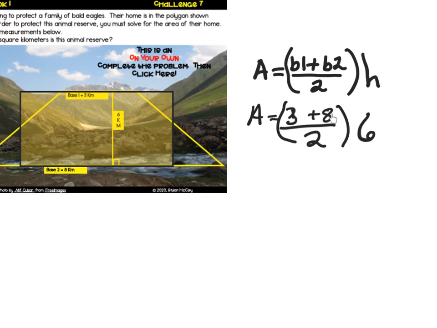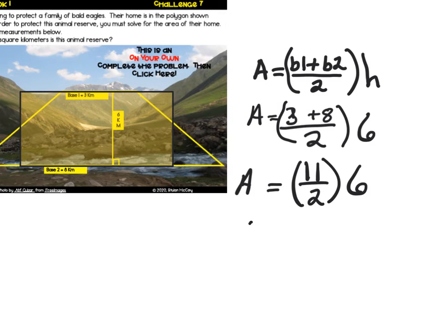So let's go ahead and take the 3 plus 8, which is going to give me 11, right? So I'm going to write 11 here, divided by 2. I'm going to put that in parentheses and then just drop my 6 here. And then I got to drop the A equals. So now I'm down to 11 divided by 2. Well, 11 divided by 2 is going to give me 5.5, right?